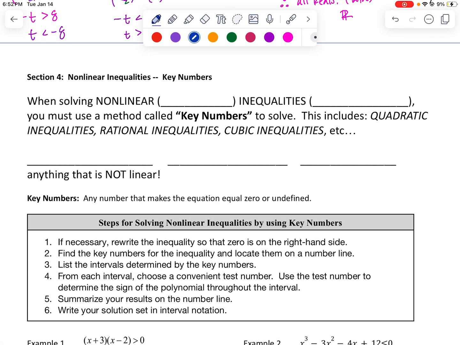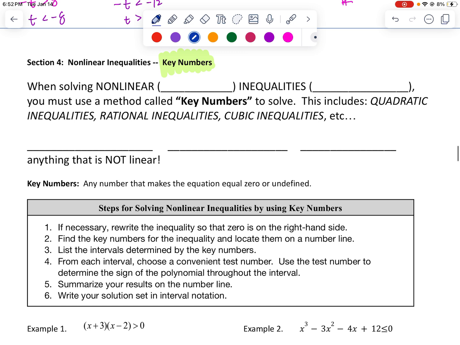All right, so let's go ahead and talk about section 4 when we're talking about nonlinear inequalities. Whenever we have something that is nonlinear, we're going to be talking about a process that is called key numbers. So when solving nonlinear, in this case not linear or absolute value, we're going to be dealing with inequalities. So again, we need our symbols. You must use a method called key numbers to solve. This includes quadratic inequalities, rational inequalities, and cubic inequalities.